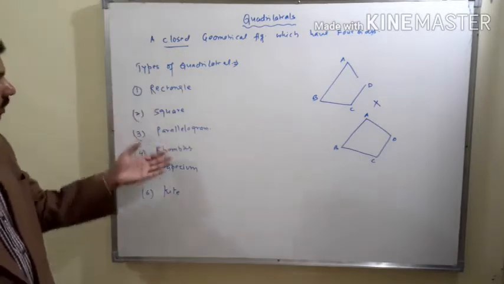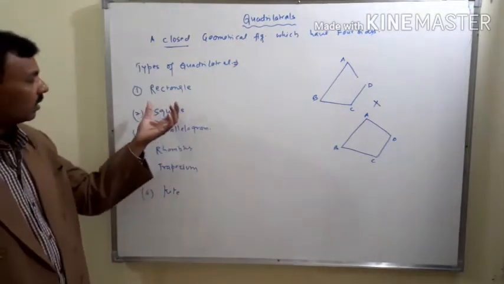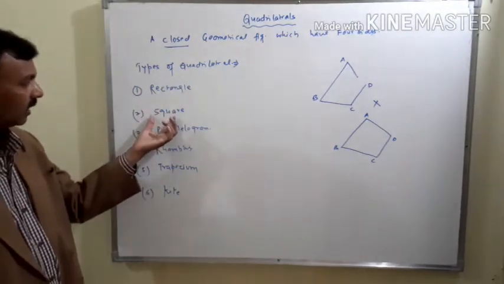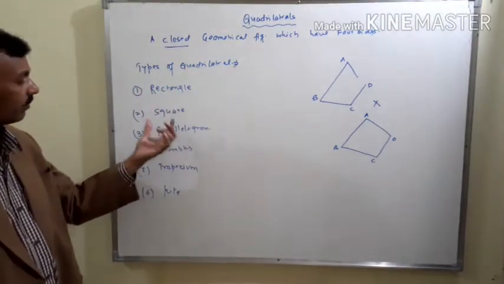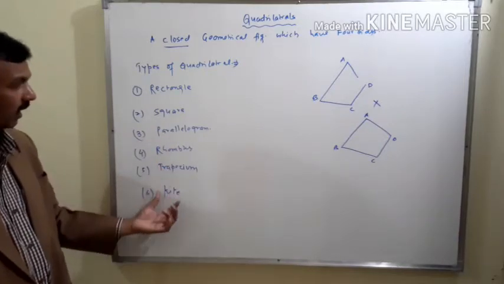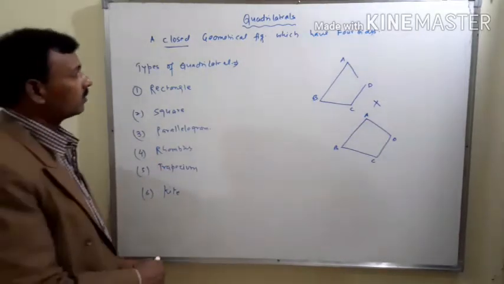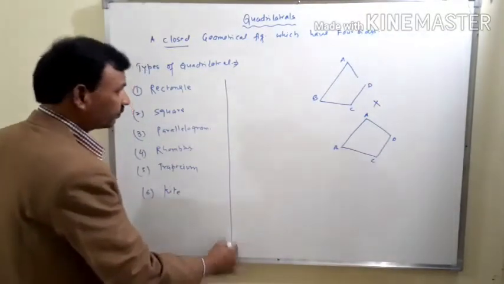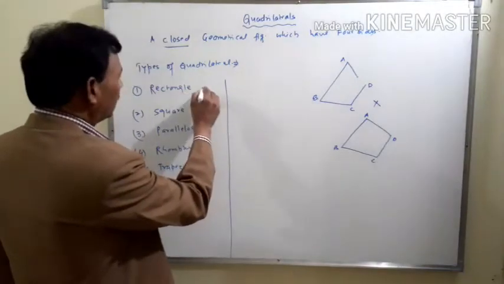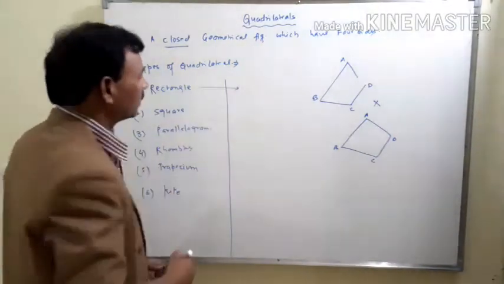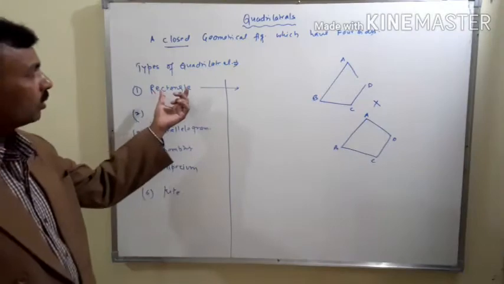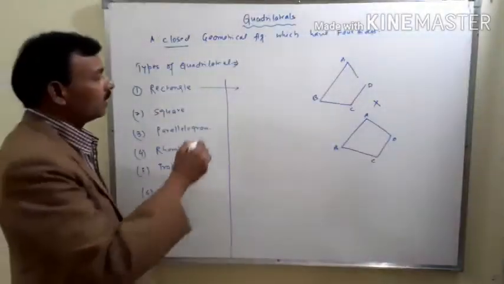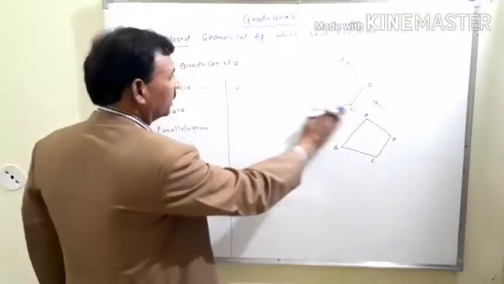Now we will take them one by one and define which quadrilateral will be a rectangle, which will be a square, which will be a parallelogram, rhombus, trapezium, and kite. Now, first we take the rectangle. What is a rectangle? A rectangle is a closed geometrical figure which has four sides.